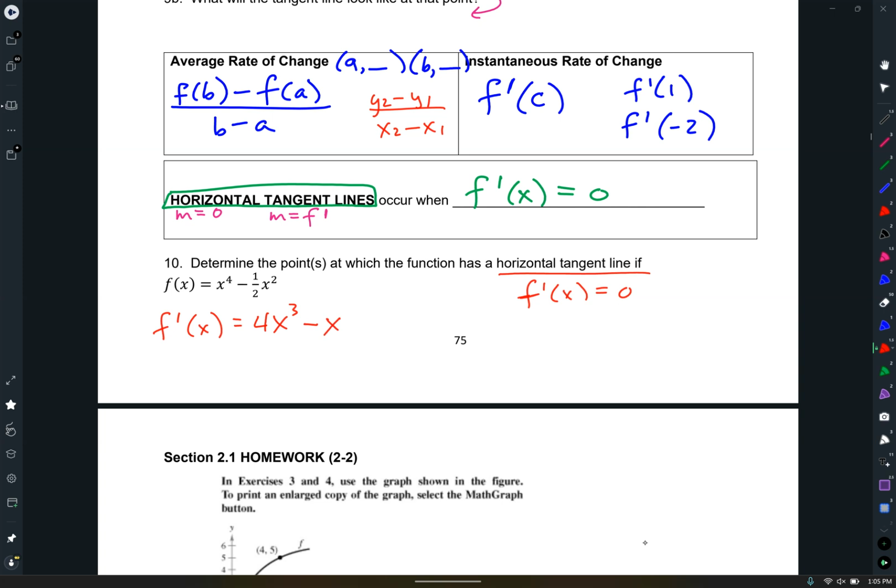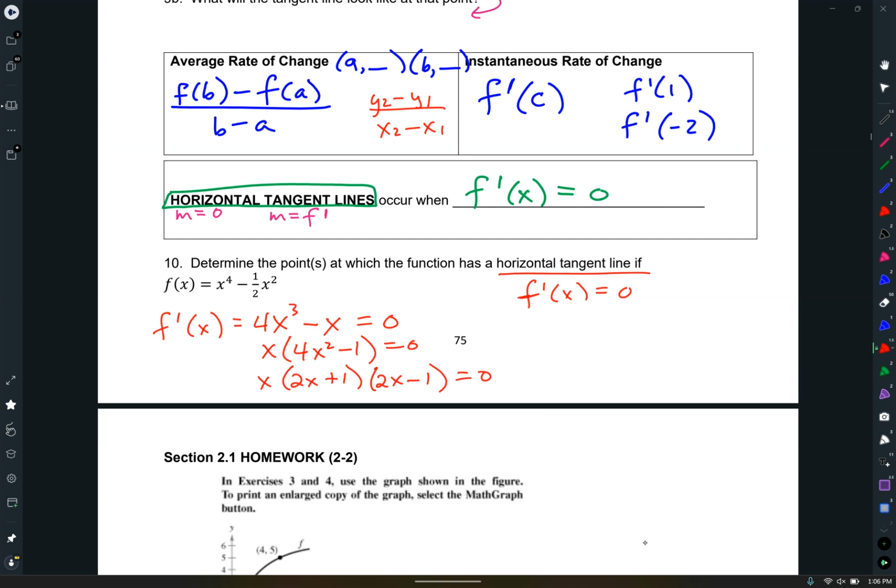Okay, so if I want my derivative to equal 0, how can I solve for x? Oh, look at that. Dig deep into your Algebra 1, Algebra 2, pre-calculus days. How do you solve? Don't you factor? So what if I factor out an x? I'll be left with 4x squared minus 1. Am I done factoring? No, keep going. x times, can't you do difference of squares? 2x plus 1, 2x minus 1.